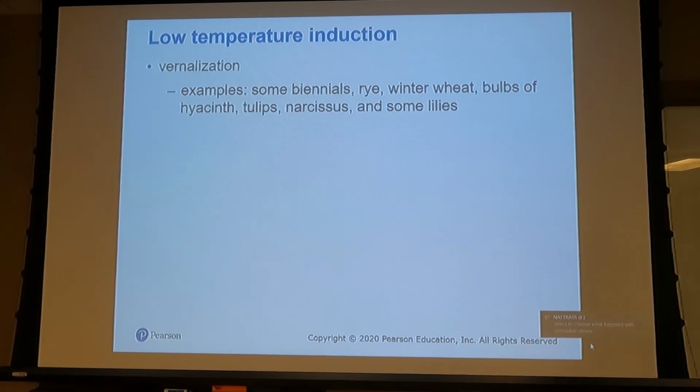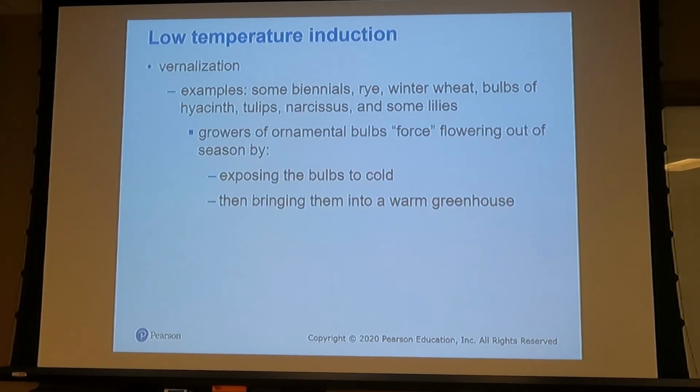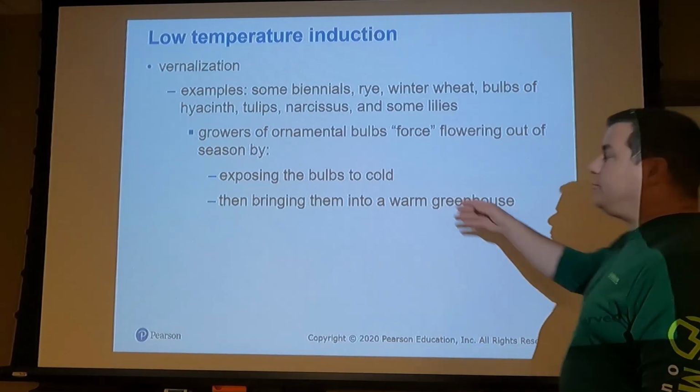Some examples of that vernalization: biennials, tulips, lilies, some of our bulbs. Winter wheat. We don't plant winter wheat in the spring. We plant it in the fall because we need that cooling period in order to initiate the grain yield. And then there's also a way where we can force these ornamental bulbs to flower by exposing them to cold temperatures.